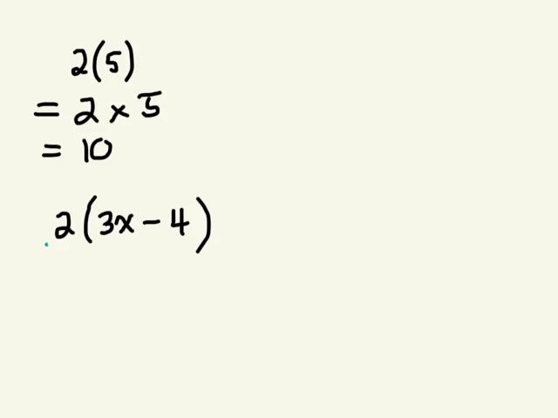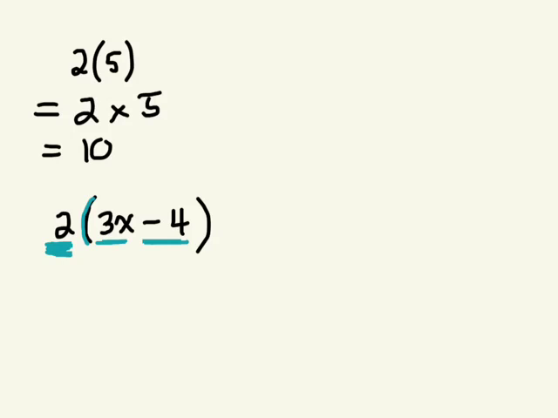Because there's a 2 in front of the bracket, I know that I need to multiply 2 by this and multiply it by this term. It says 2 times 3x and 2 times negative 4. You have to multiply 2 by everything in the bracket. So we're going to use something called the distributive property.